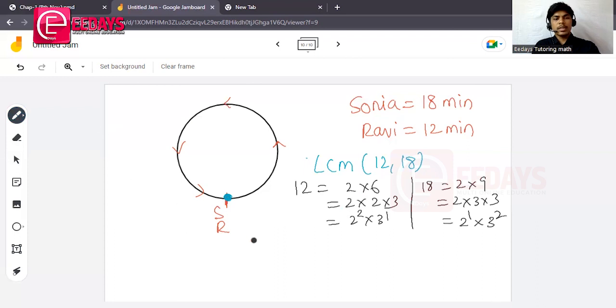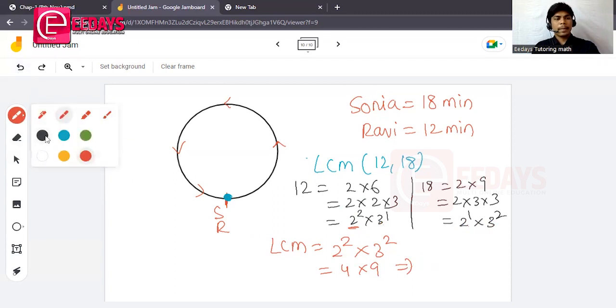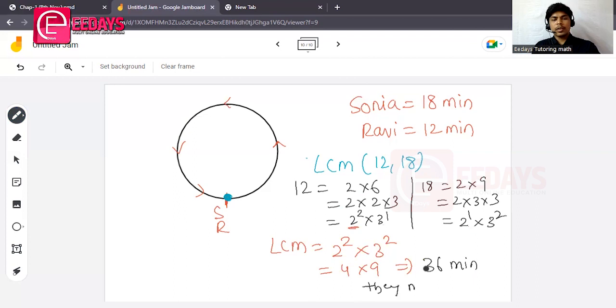The LCM is obtained by taking the greatest power. Here we have 2 square and 2 power 1, so you take only 2 square, the greatest power. For 3 power 1 and 3 square, you take 3 square. 2 square is 4, 3 square is 9, so 4 into 9 is 36. So after 36 minutes, they meet at the same point. After 36 minutes, they meet again.